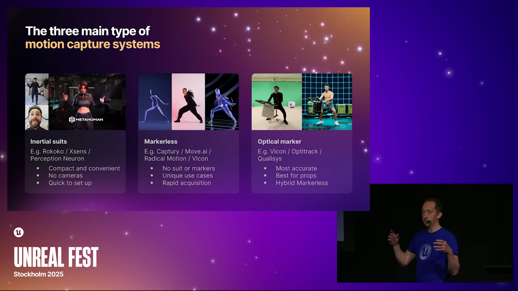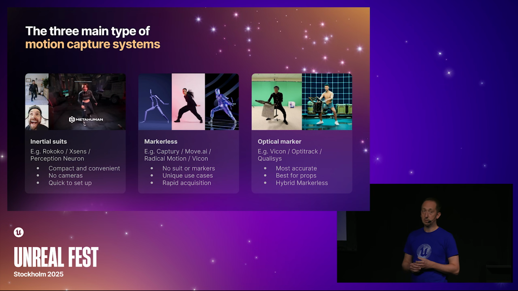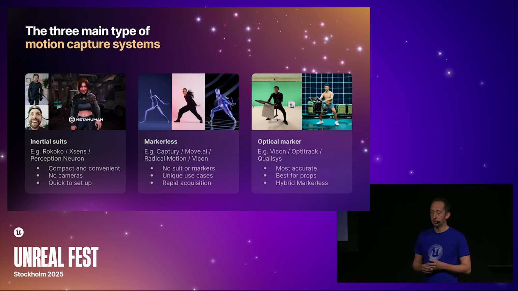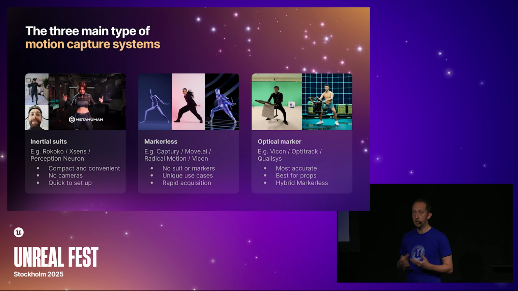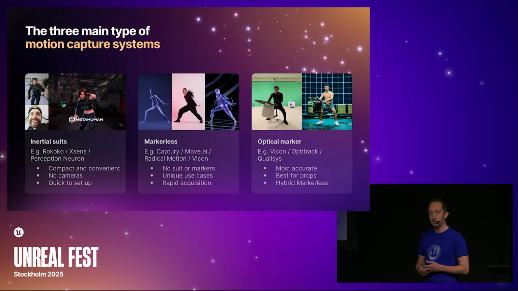You don't have, like you saw outside, a truss with external cameras, and they can be really quite quick to set up. I've got a Rokoko at home, and I have it at home precisely because it's perfect for just throwing it on quickly and doing some performance capture in my office. So there's some real advantages there.